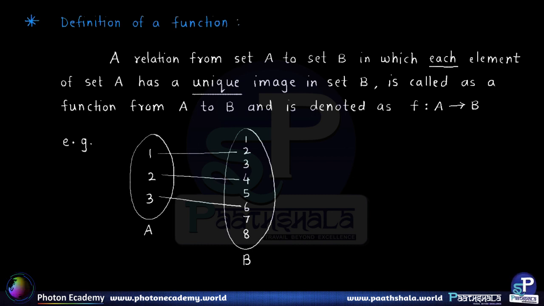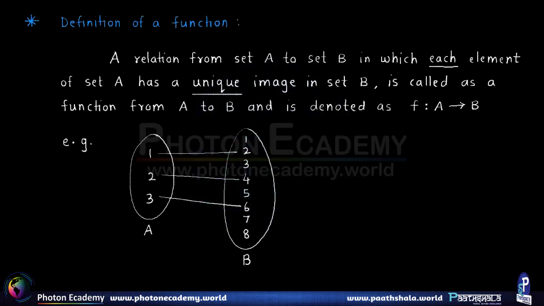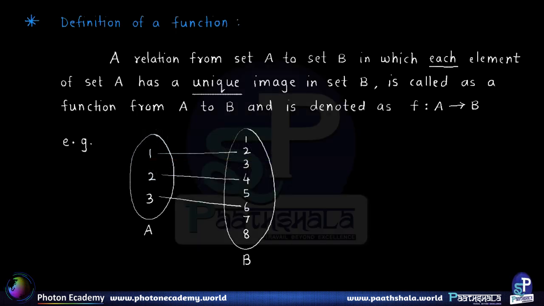So as an example, here we have two sets A and B as shown in the diagram. We can see that each element of the first set, which is A, has some image in set B. So we can see that 1 has image 2, 2 has image 4 and 3 has image 6. So it satisfies the first half of the condition, that is each element of set A now has an image in set B.